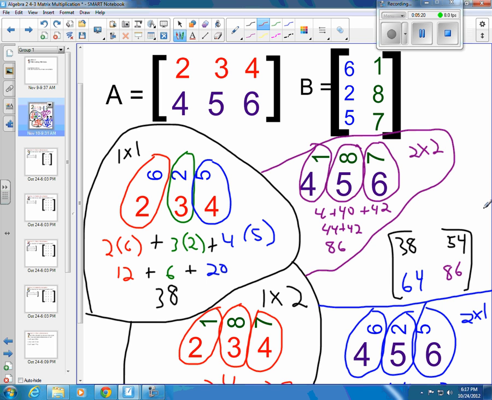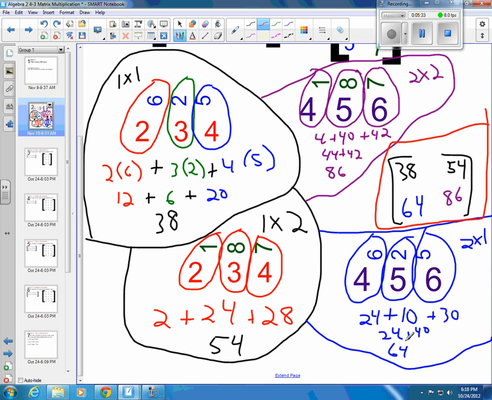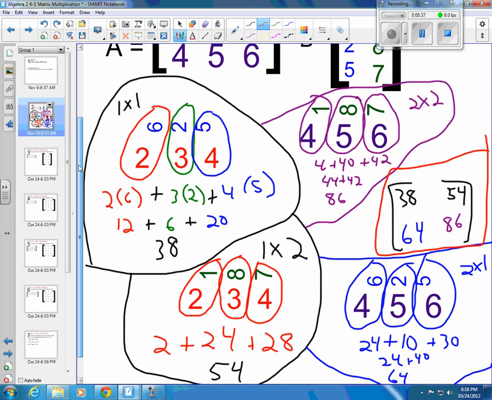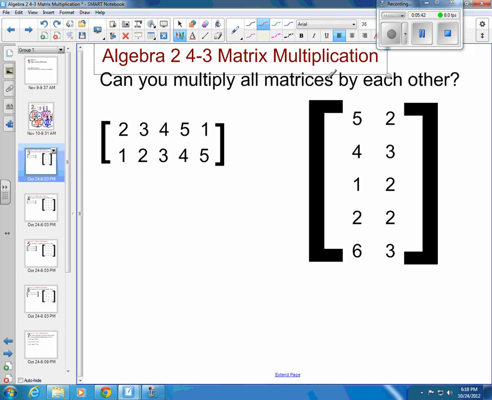And this answer right here is the final answer to the problem. When we multiply those matrices together, we get the 38, the 54, which just comes from down here, right? 54, the 64, and this 86. So that seemed pretty darn confusing, right? So why don't we try this again? Can you multiply all matrices by each other? So let's look at this matrix.